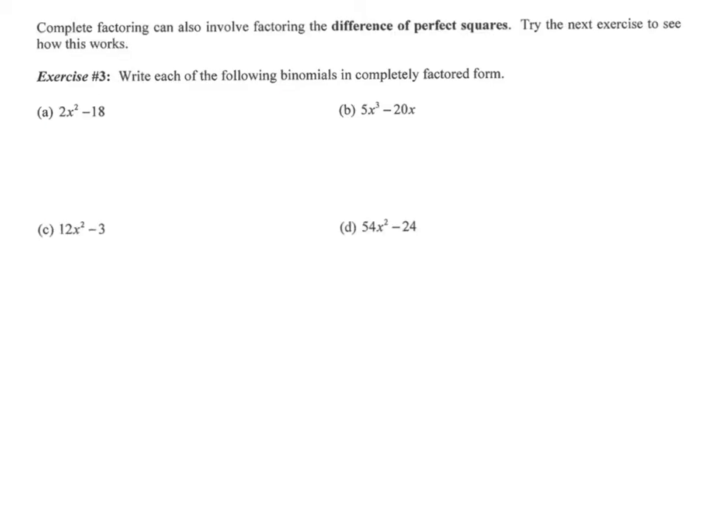To complete factoring, we can also involve factoring the difference of perfect squares. So let's look at letter A. A 2 can come out and we're left with x squared minus 9. We look at this. Is x squared a perfect square and is 9 a perfect square? Yes, they are. So I have 2, x and 3, x and 3. Since it is a conjugate, this is our final answer.